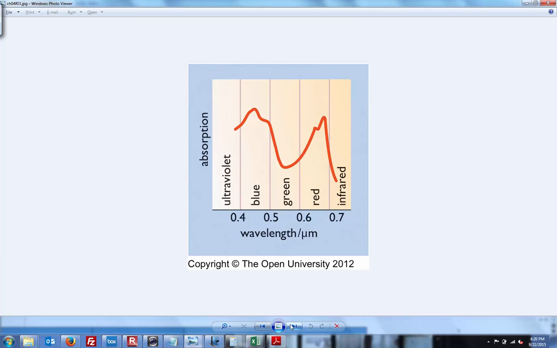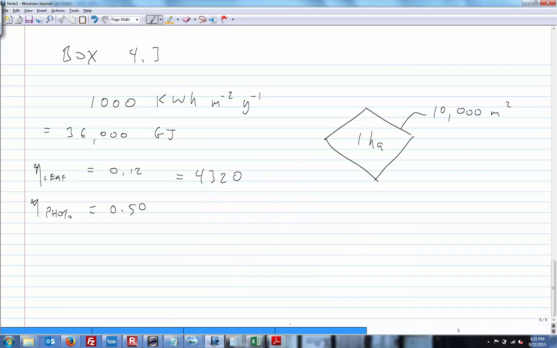So the figure's a little bit misleading, but what the leaf is actually taking in are the two things on the hump, the blue and the red. Our eyes tend to be tuned so that we can actually see green things better than other things, just because that's what's typically around us. Okay, so that's the absorption efficiency. So that takes us down to 2160.